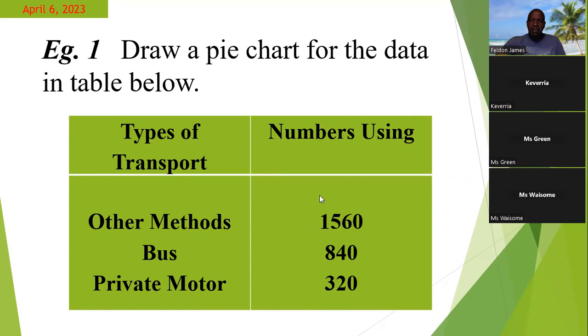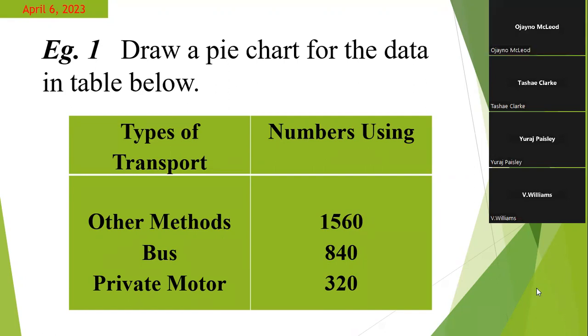Now, remember we said earlier on that the total data is represented by the entire circle. So if the total data is represented by the entire circle, then first we would have to calculate what is the total data that we have here. How can we go about calculating the total data? Ms. Williams.